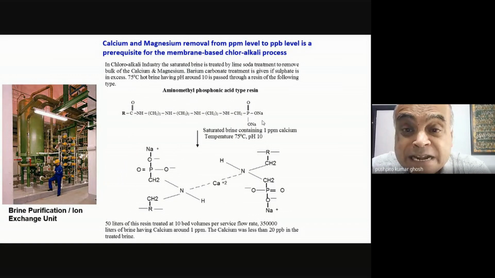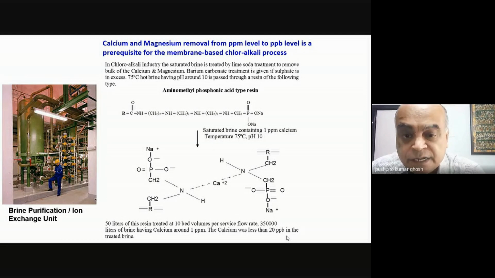That's the issue. It must be so selective to your magnesium, calcium, that even with such a large presence of sodium chloride, it will still do a great job. And that's what this particular resin does. And you can see saturated brine containing 1 ppm calcium, and the same will be true about magnesium also. Temperature 75 degrees centigrade, pH is 10, and it brings it down from 1 ppm to 20 ppb.